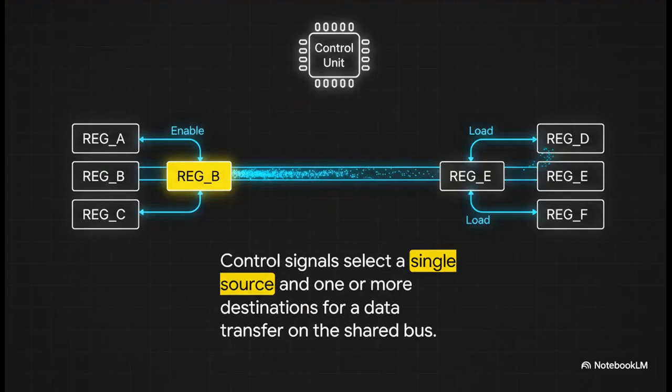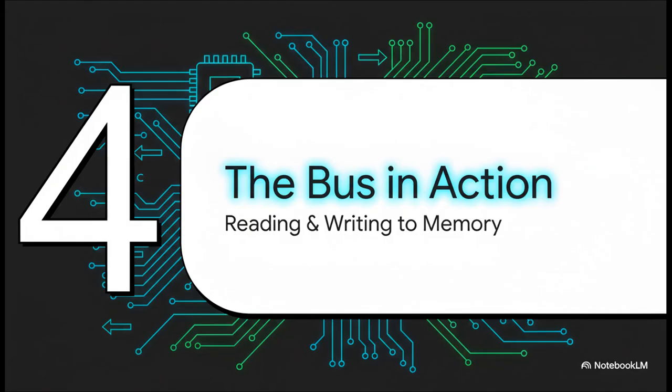So what the three-state bus does is create a shared party line for data. Some control unit decides who gets to talk by turning on just a single enable line. That register writes to the bus, and at the same time, that control unit can tell one or even a bunch of other registers to load whatever data is currently on the bus. So you have one writer and many potential readers, all using the same set of wires. It's just incredibly efficient. Okay, this is all great in theory, but where does a system like this really shine?